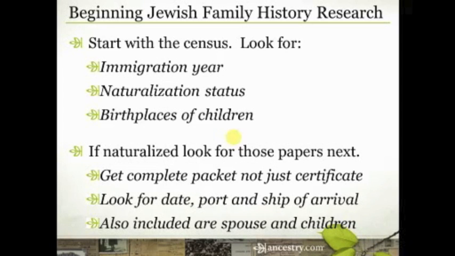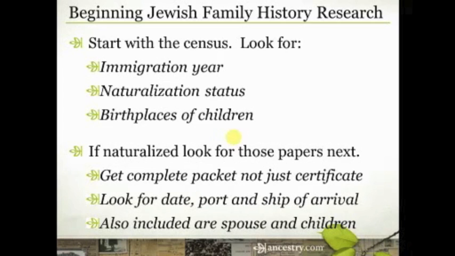Now, if your ancestor became naturalized, if they became a U.S. citizen, look for that paperwork next. Don't jump straight to trying to find them in a passenger list. There's a few reasons for that. We can talk about those in just a minute.